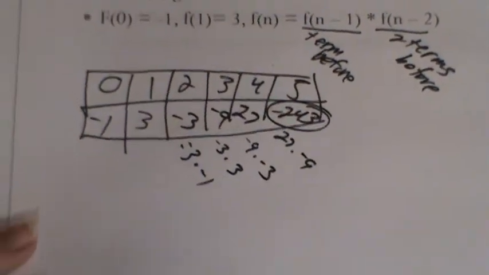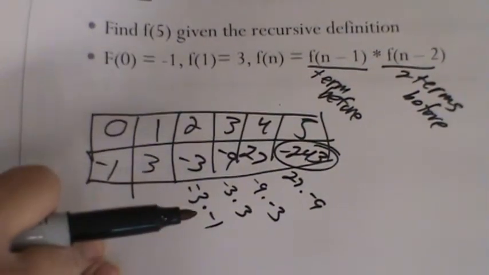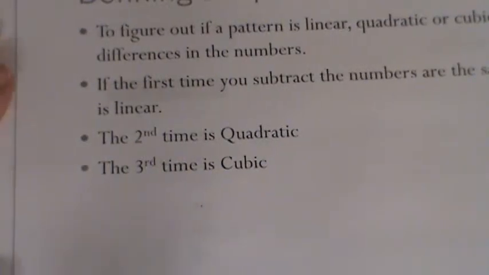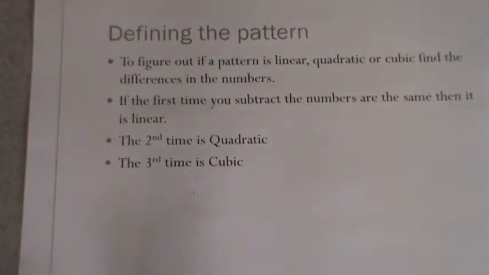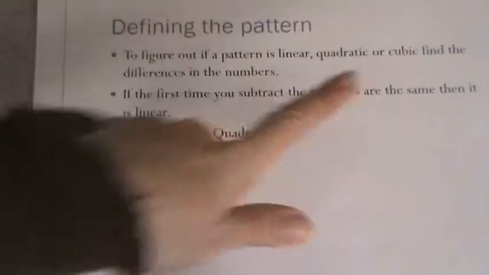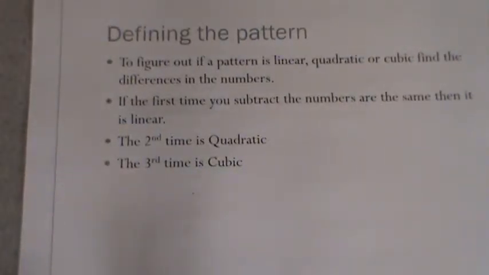So that's how you take recursive notation and you get a pattern out of it. Now, what's also important is when I take this and I want to write an equation for it. So to figure out the pattern, first, today we're going to talk about: is your pattern linear, quadratic, or cubic? So what we do is we find what we call the first and second differences. So when we write down the pattern, what is the pattern?